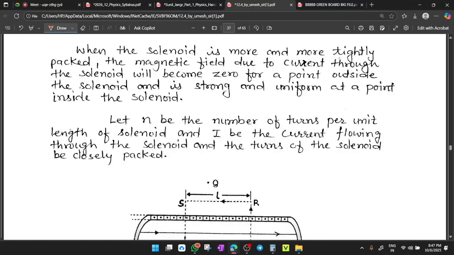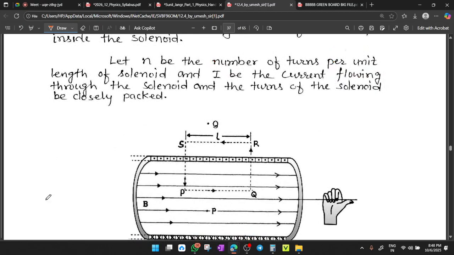When the solenoid is more and more tightly packed, it is said to be an ideal solenoid. The magnetic field outside the solenoid due to current through it will become 0, and it is strong and uniform at a point inside the solenoid. So here we are only considering an ideal solenoid.